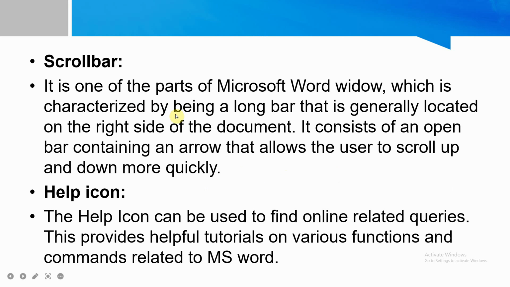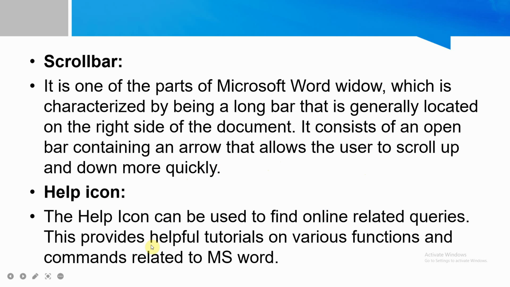So the scroll bar is also important to navigate through the MS Word window. You see it like when you browse a website or web page. The scroll bar is usually on the right side or the left side depending on the orientation. It is a bar containing an arrow that allows the user to scroll up or down more quickly. Or as a shortcut, with the mouse, you can just use the roller in the middle of the mouse to scroll through the document without clicking the arrow on your scroll bar.